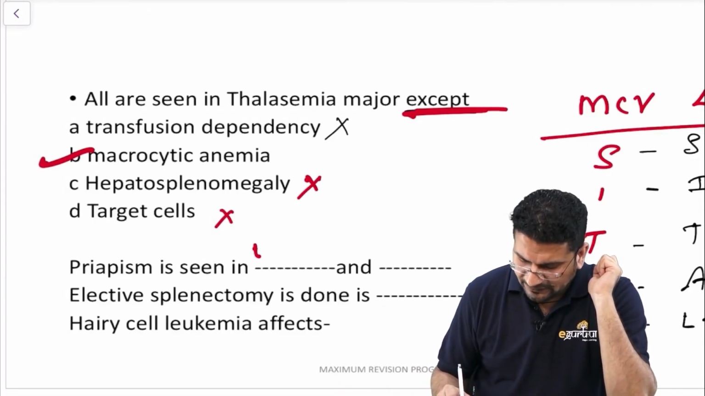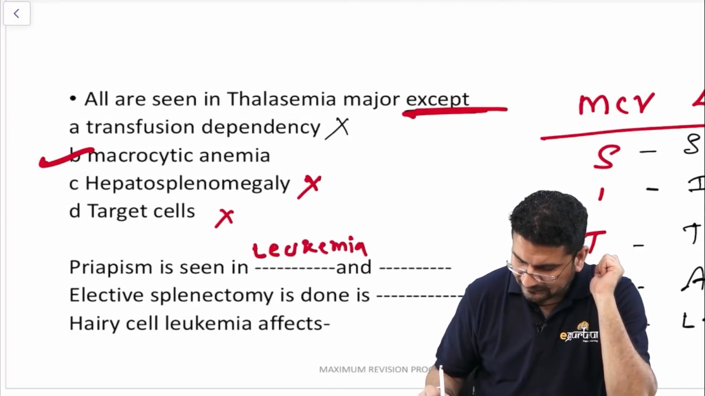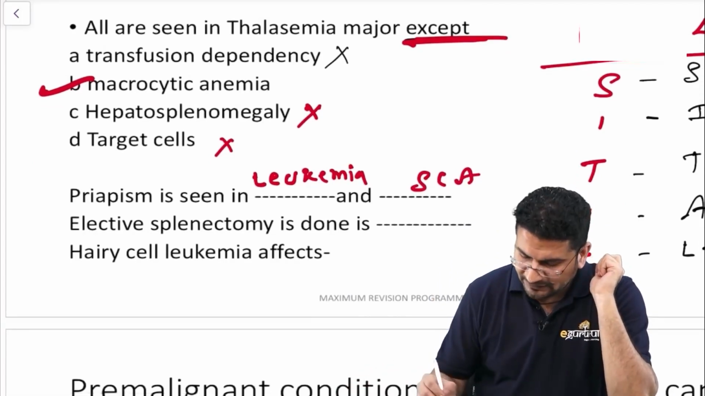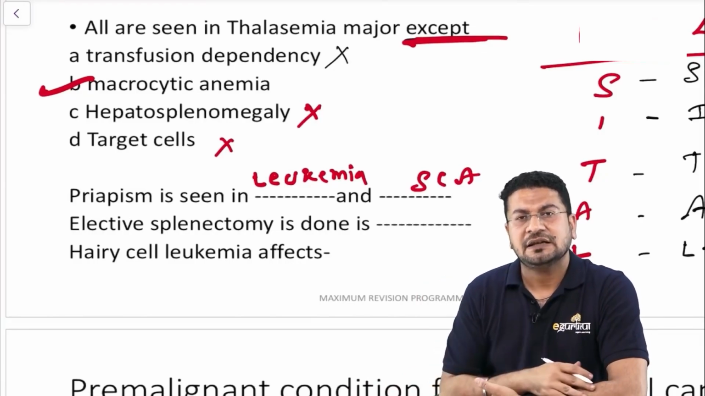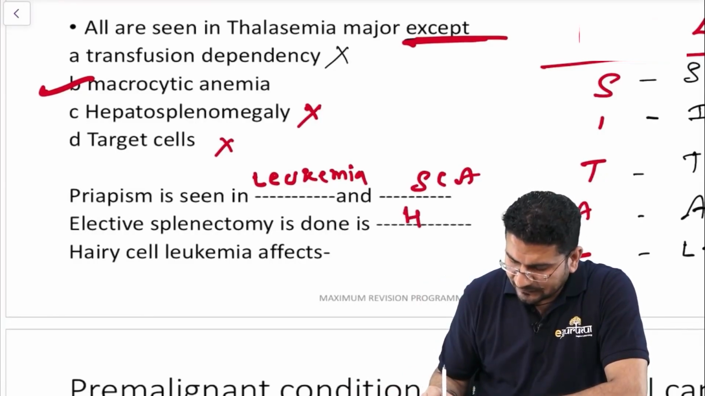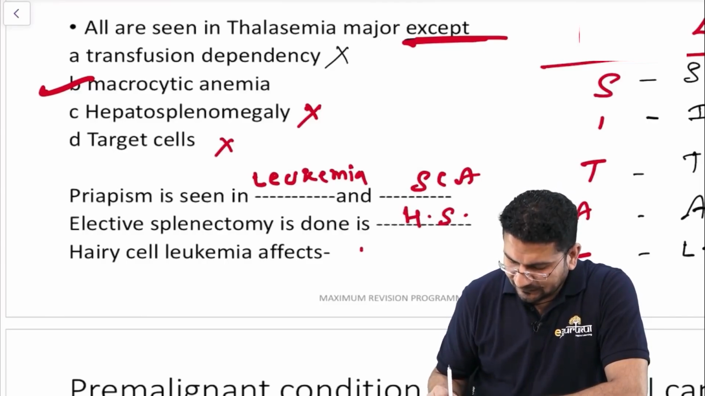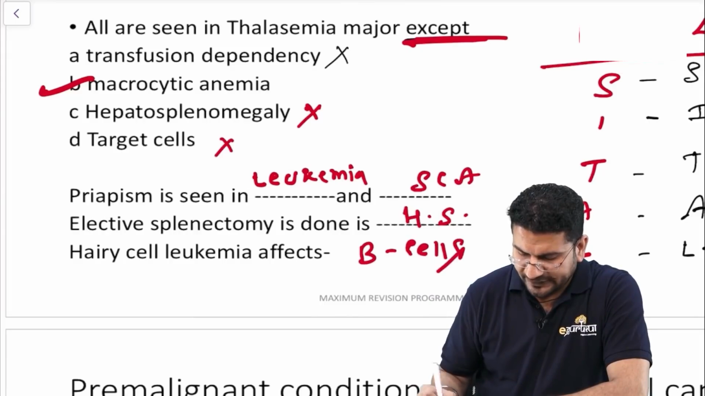Priapism is seen where? It is seen in leukemias and it is seen in sickle cell anemia. Elective splenectomy is done in, so elective splenectomy we can do in any hemolytic anemia, but it is mostly done in case of hereditary spherocytosis. Which cells does leukemia affect? So simple answer, it's affecting your B cells.